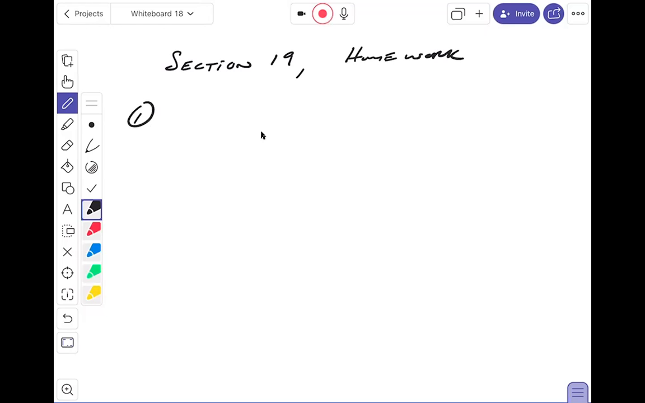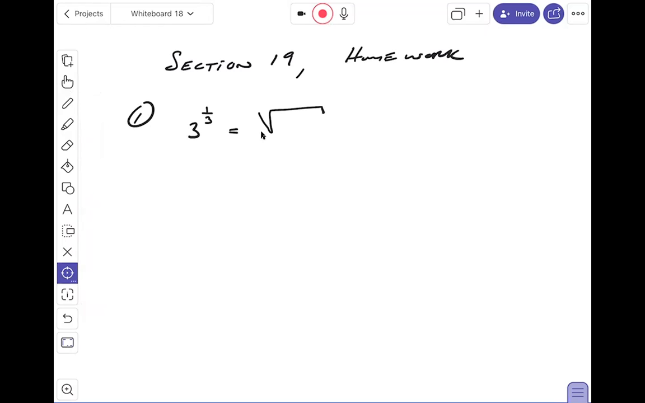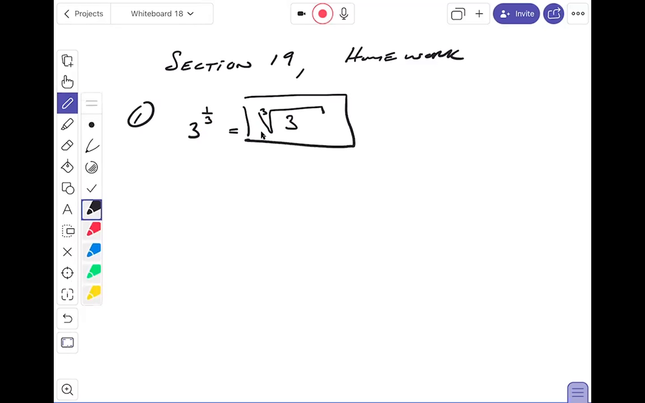Start with number 1. Rewrite the exponential expression. This is 3 to the 1/3 power, and they want me to write it in radical notation. The 3 over here is going to be put on the inside. The index is going to be 3, so that goes right over here. How does it read? The cube root of 3. That's all they asked me to do. Look at the answer key, and you'll be staring at that.